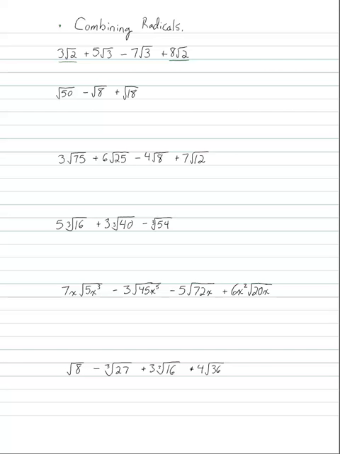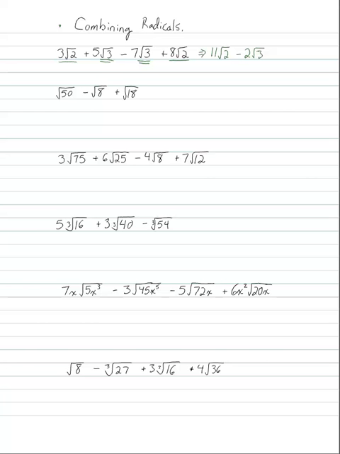So if I have 3 square roots of 2 plus 8 square roots of 2, that's going to give me 11 square roots of 2. Again, just counting like I do with like terms with variables. Then I'm going to see if I have other like terms. I have 5 square roots of 3 minus 7 square roots of 3. They're like terms, same base, a 3, raised to the same power, square root. So minus 2 square roots of 3.